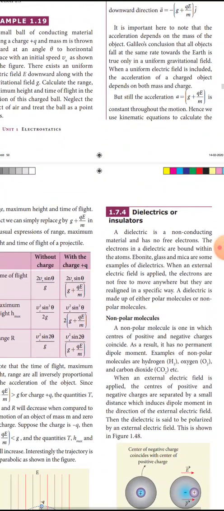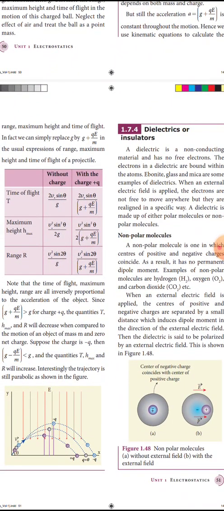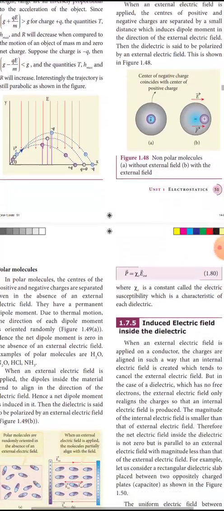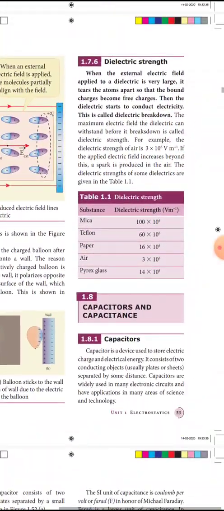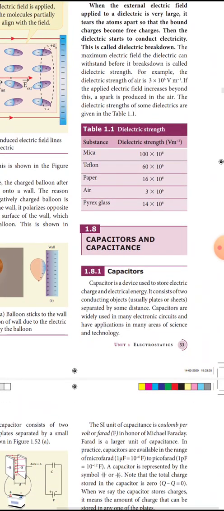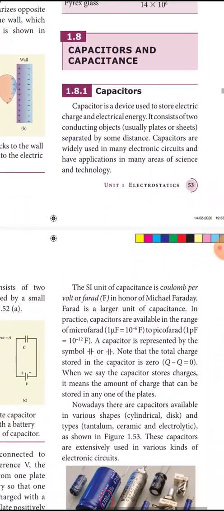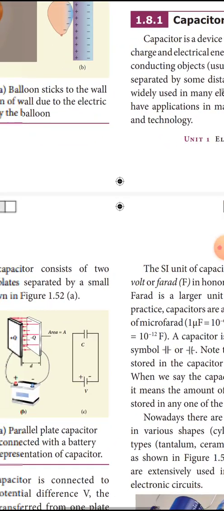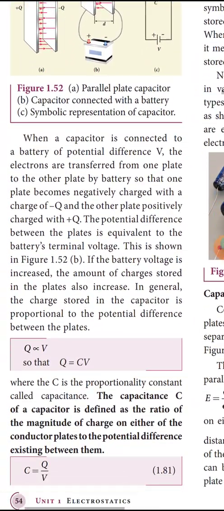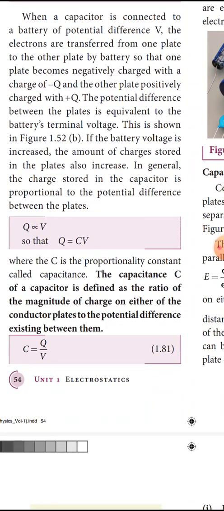Next you have about dielectrics or insulators. For that you have to study non-polar molecules and polar molecules. And you have to study the definition for dielectric strength. Then, what are capacitors? A capacitor is a device used to store electric charge or electrical energy. That is the definition. And you have to read that.